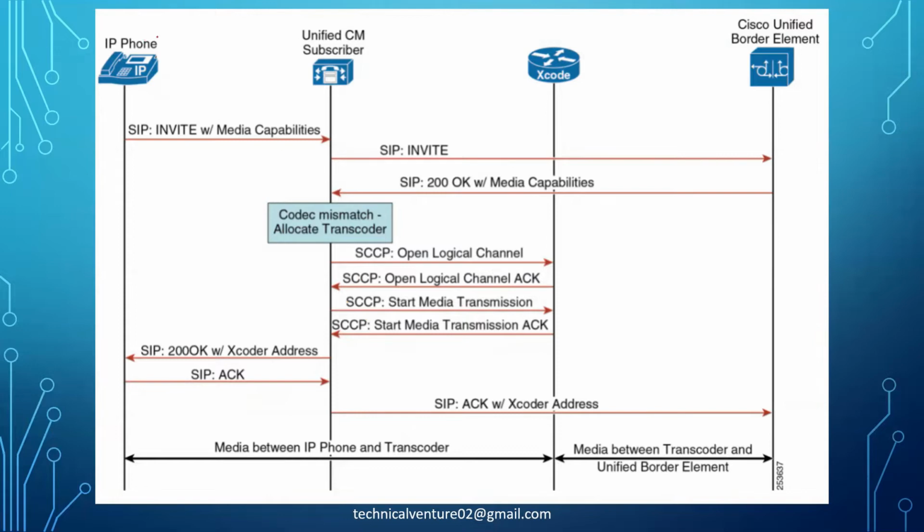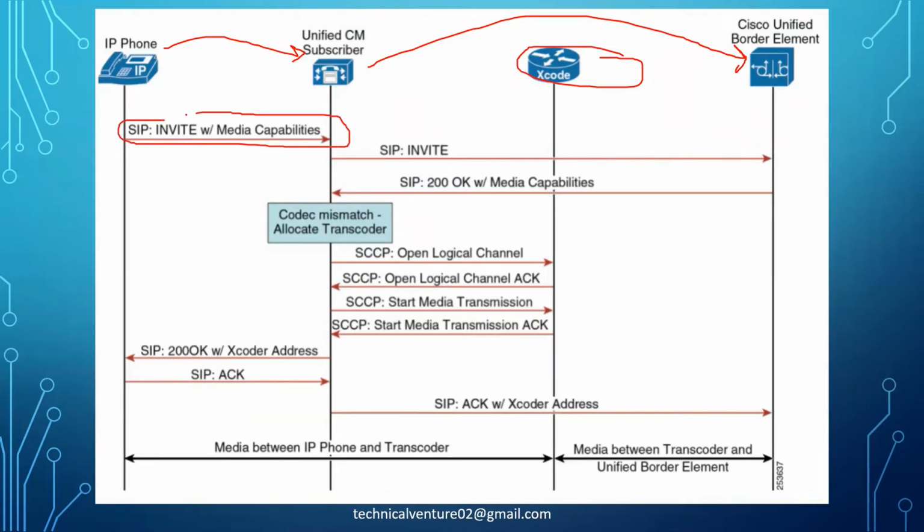As you can see, this IP phone is making a call and it is going to a subscriber, and this subscriber is sending the call to this CUBE. But if there is a codec mismatch, then it will invoke this transcoder in between. So now this IP phone is sending a SIP INVITE with media capabilities. What does it mean, INVITE with media capabilities? It means this IP phone is sending its SDP message. That is an early offer.